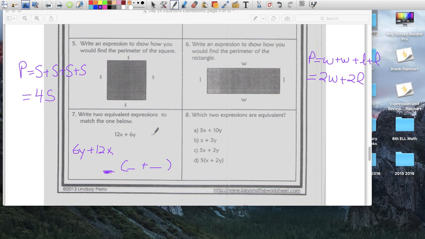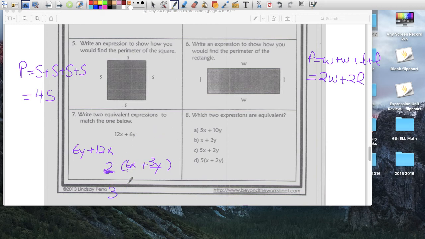So here you have possibilities. I'm going to pick 2. If I pick 2, what times 2 gives me 12x? It would be 6, right? And what times 2 would give me 6? It would be 3. I can always double check. 2 times 6x is 12x, and 2 times 3y is 6y, so that works.